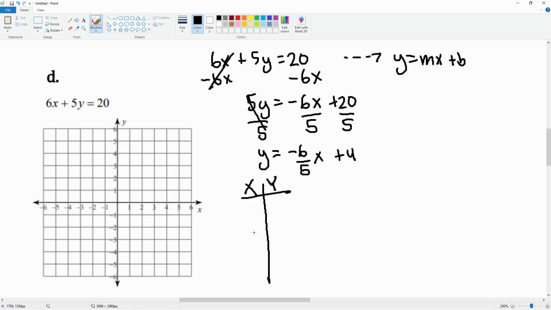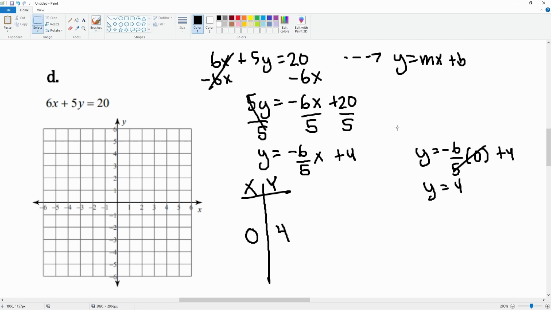We always want to start with the number 0. I'm going to test this to see if it works. So y is equal to negative 6 over 5, and I put in a 0 for the x, plus 4. This cancels, leaving me with y is equal to 4.